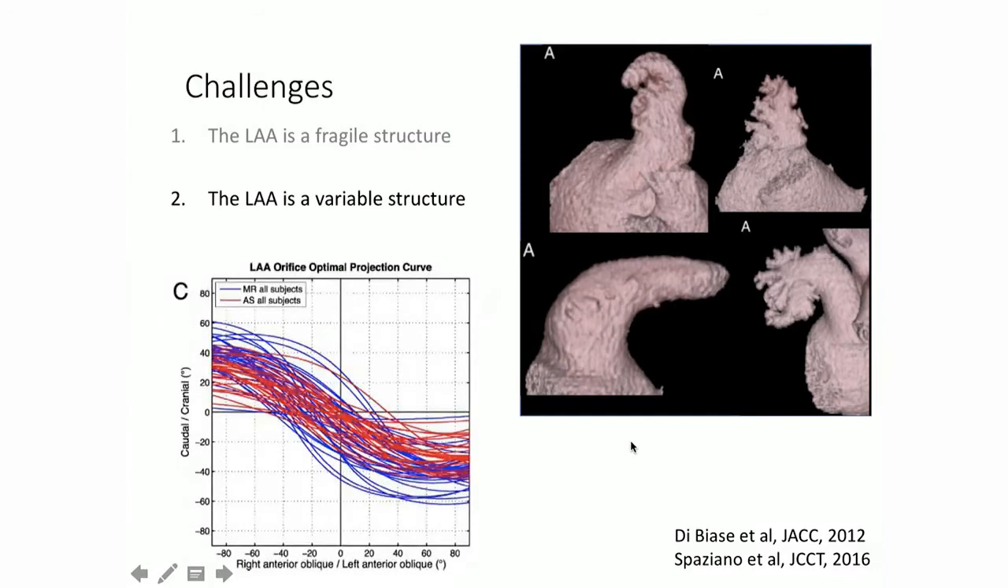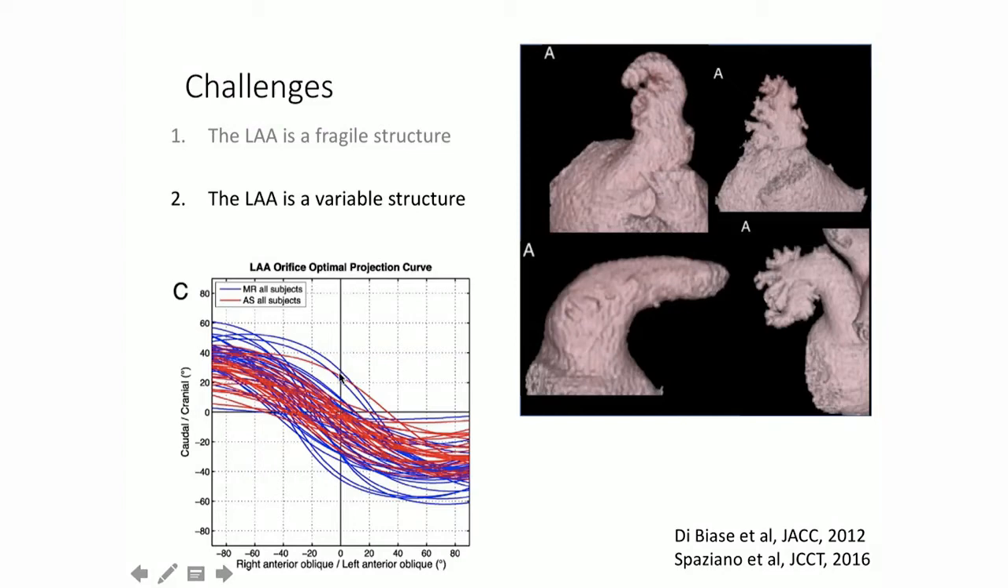And this is a study that we performed a few years back, where we describe the optimal projection plane of the landing zone of the LAA in different patients. For example, if we want to be perfectly perpendicular to the landing zone in this patient, in the top blue line, we would have to be in an AP view with 30 cranial.